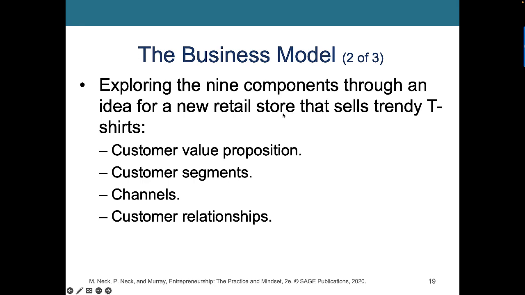You start from the top right corner, move on to the left-hand side, and then go down all the way to the bottom two sections. Exploring the 9 components, the first segment is the customer value proposition: what value do you deliver? Customer segment: who are your most important customers? The channels: what are the ways in which you reach your customers? And customer relationships: how do you establish and maintain a relationship with your customers?